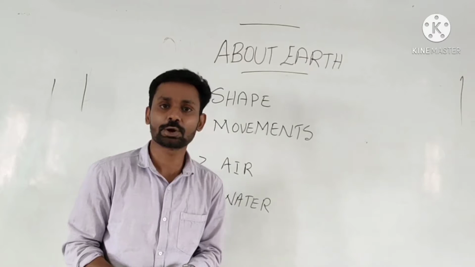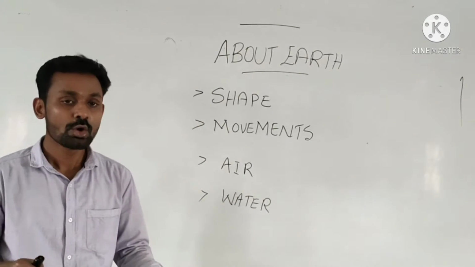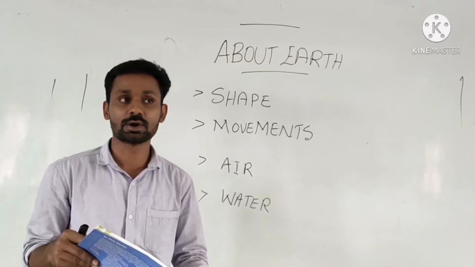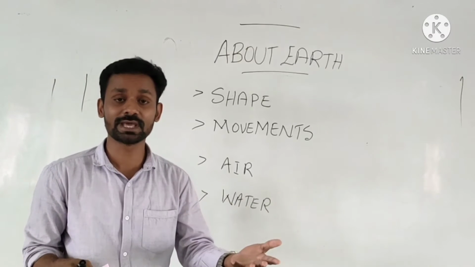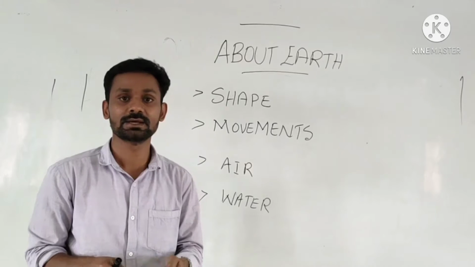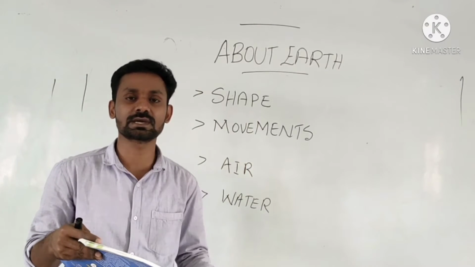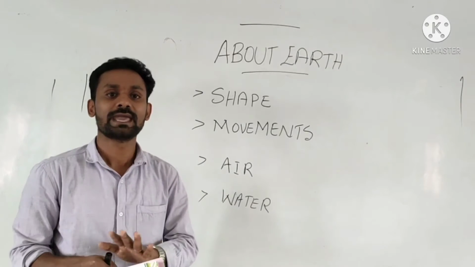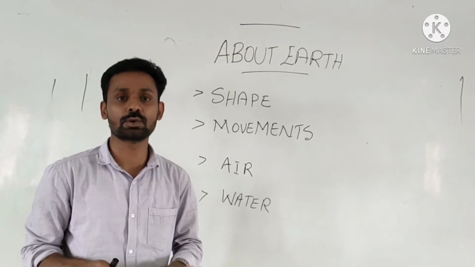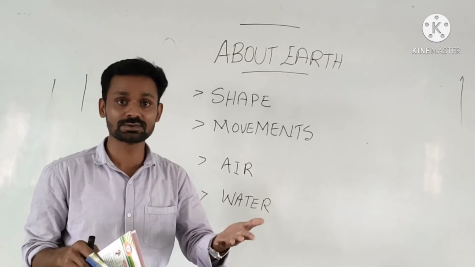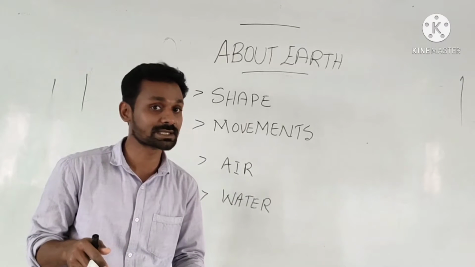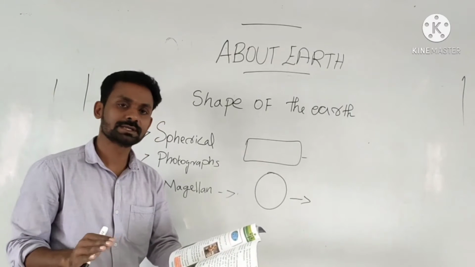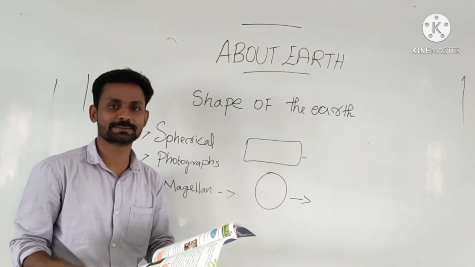Yes, in the introduction we saw why the earth is a livable place, because we know that there is proper air, proper light which we get from the sun, and also proper water facilities. So earth is a livable planet. The only planet which allows us to live is the earth. Next we will discuss the topic, the shape of the earth.